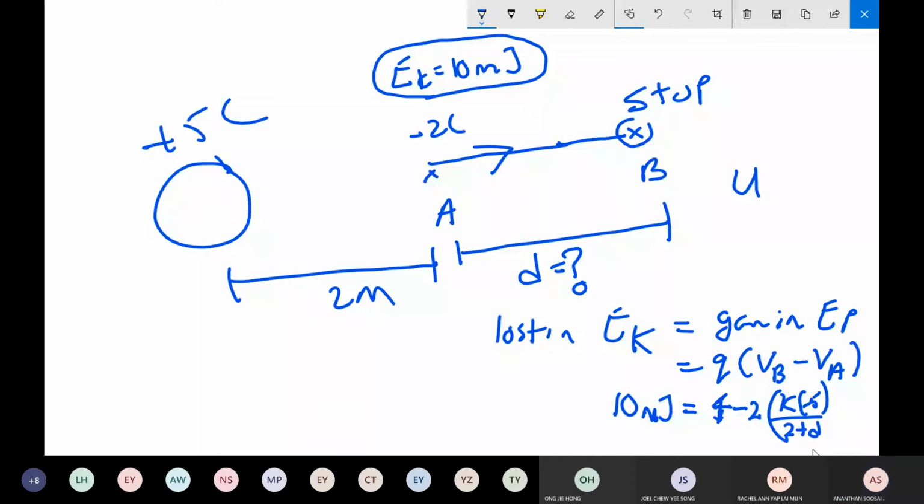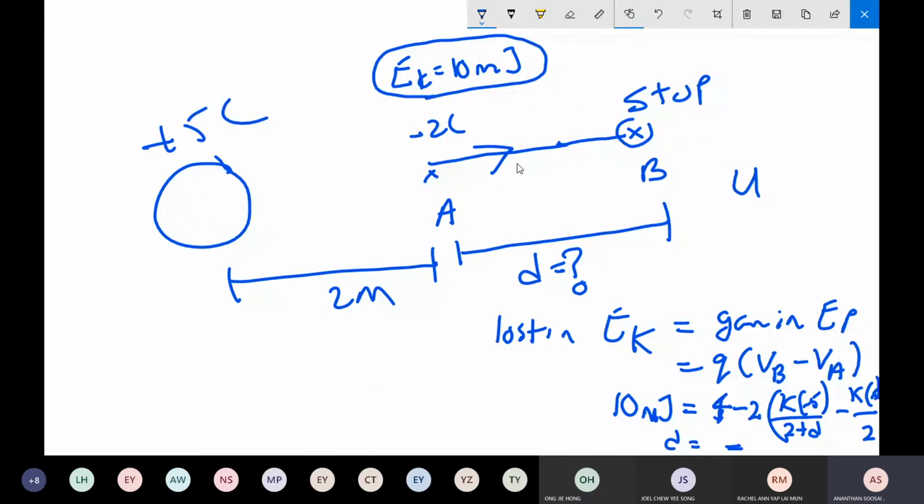2 plus D, because it is the total distance from the center to B. Minus VA, which is K times 5 over 2. Then we can calculate D. So this is how you need to do the working: loss in kinetic equals gain in potential. You make them positive and you can get the answer.